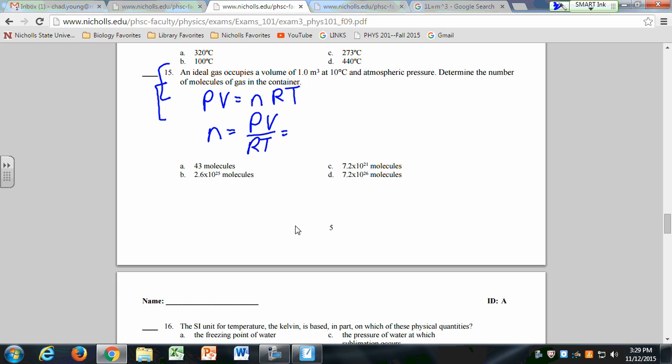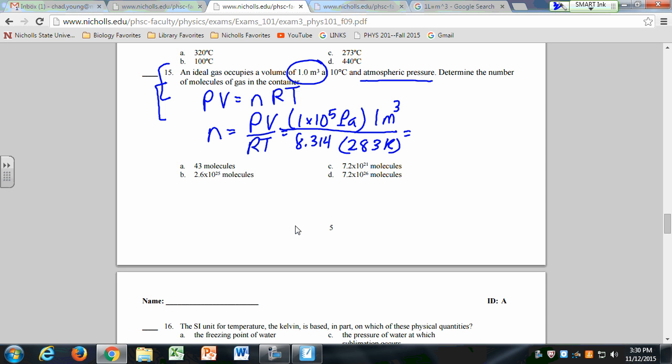But to find the number of moles, you would take the pressure. Remember watching your units. Atmospheric pressure is 1 times 10 to the 5th pascals. Everything needs to be in SI units. The volume here is given in cubic meters, so that's good. So it's 1 cubic meter. R is 8.314. That's that gas constant. It's on your equation sheet. And then 10 degrees Celsius is 283 Kelvin.